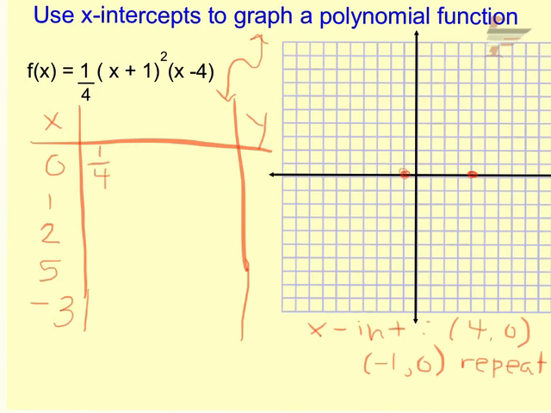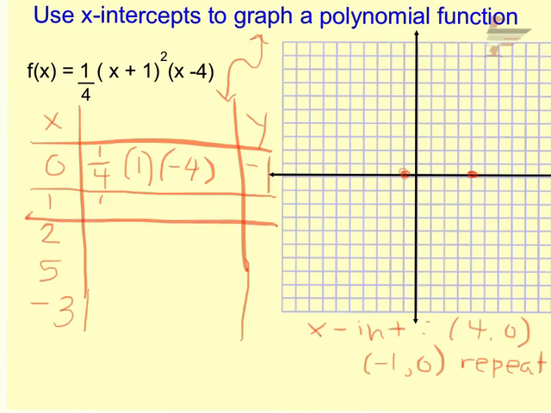Pause the video. Make sure you can do these on your own. So if I put 0 in, I'm going to have 1/4 times 0 plus 1 is 1, and 1 squared is 1. 0 minus 4 is -4. If I multiply all of those together, 1/4 of -4 is -1, and 1 times -1 is -1. 1/4, if I put 1 in, 1 plus 1 is 2, 2 squared is 4, 2 minus 4 is -2, so 1/4 of 4 is 1, 1 times -2 is -2.